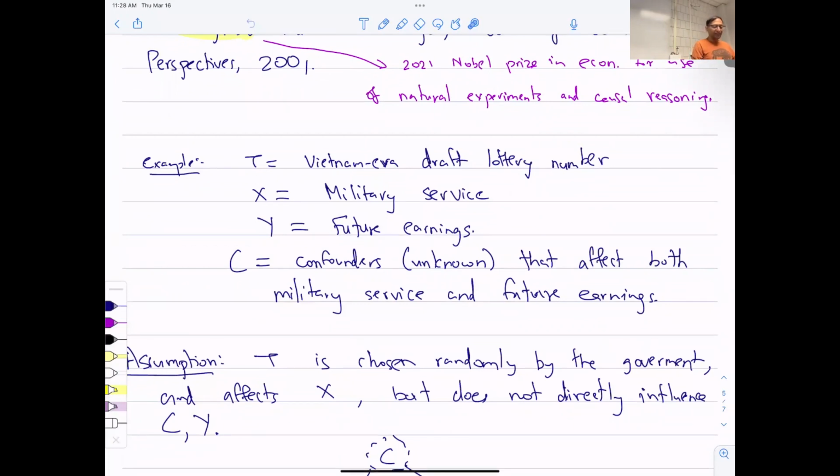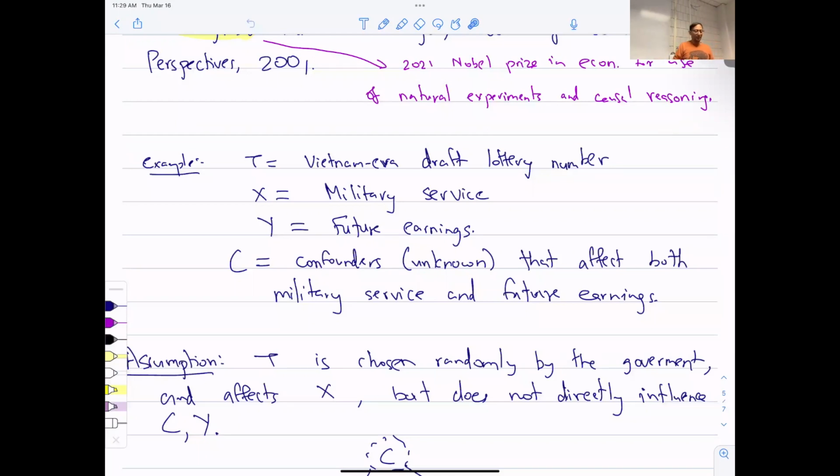T is a Vietnam. The question which we want to ask is the following: does military service affect future earnings? It's an interesting policy question. How do you test this kind of stuff? The problem is there are confounders that could affect both military service and future earnings. Maybe you're from a social setting where you want to go to the military, but the same setting inculcates a certain discipline, which makes you work harder and you earn more money or less money or whatever, right? You can make up all sorts of possible confounders which could relate both military service and future earnings.